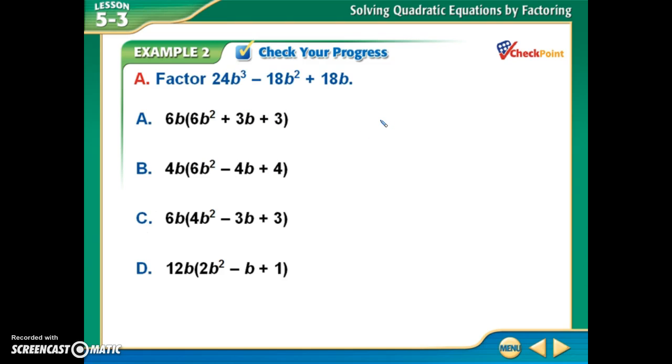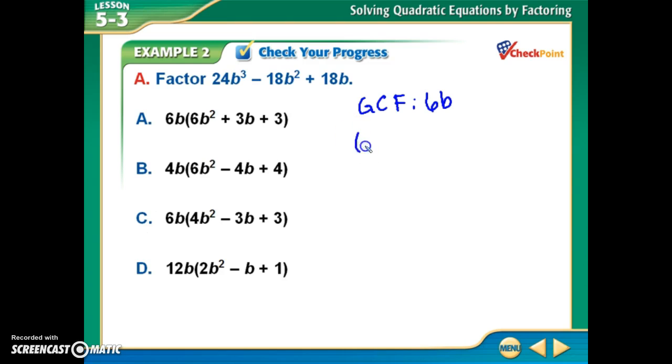You can work on this one by yourself, so go ahead and pause, work through it, and then I'm going to continue and work through it, and you can see if you get the same answer. If we look at 24, negative 18, and 18, our GCF is 6. 6 is the largest number that goes into 24, 18, and 18. If we look at b cubed, b squared, and b, our smallest exponent is b to the first. So our GCF is 6b.